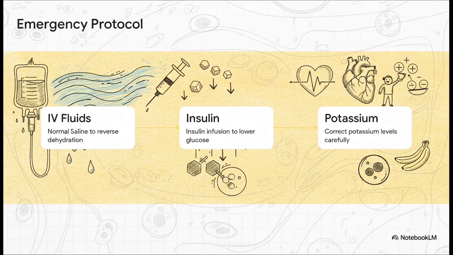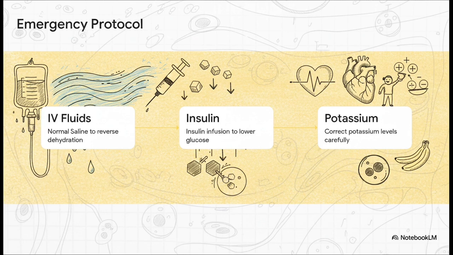So here is the answer to our opening question. When that patient rolls in with a sugar of 600, you always push aggressive IV fluids first. Step 1 is normal saline to reverse that profound intravascular dehydration and get the kidneys perfusing again.